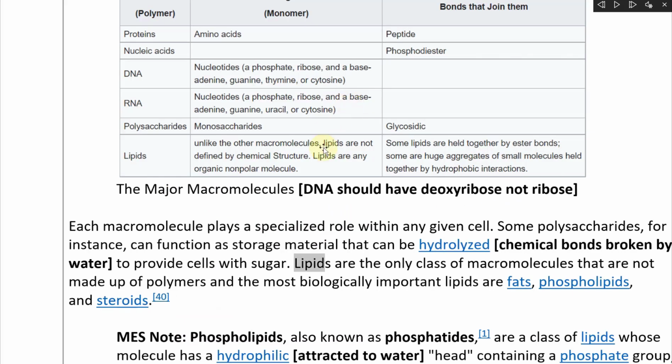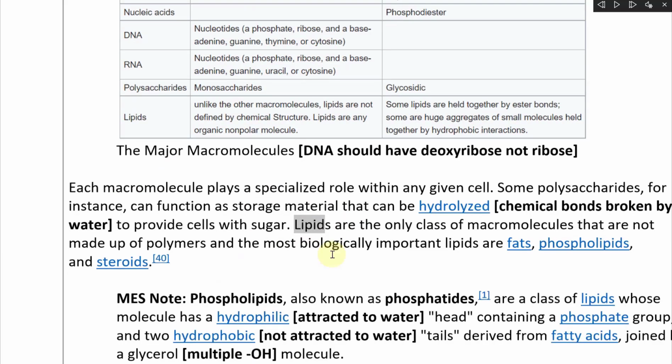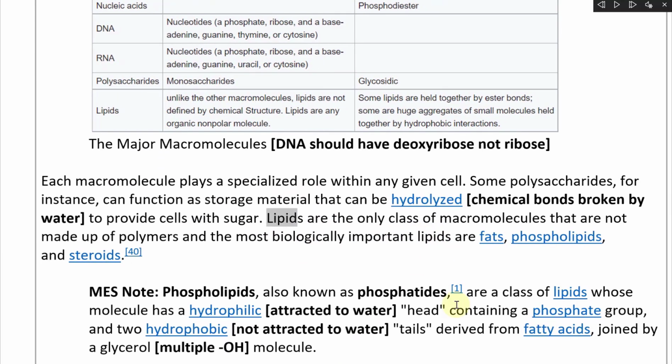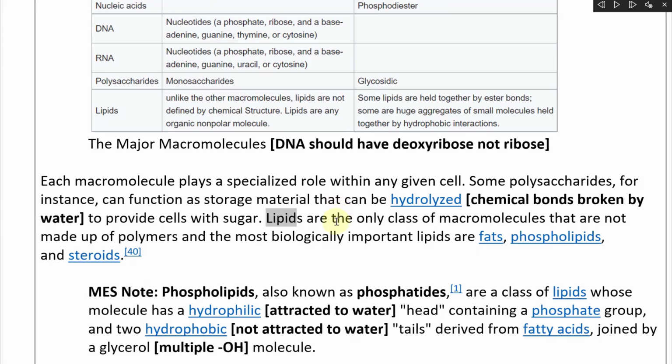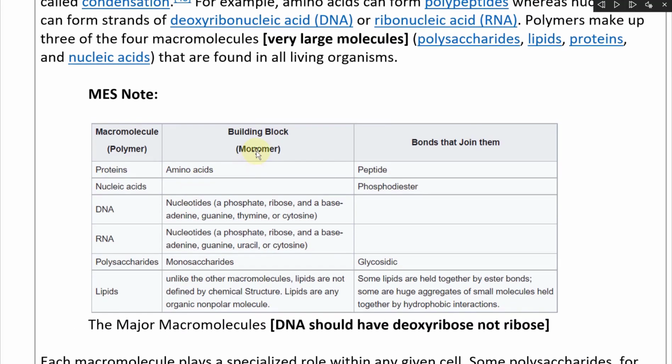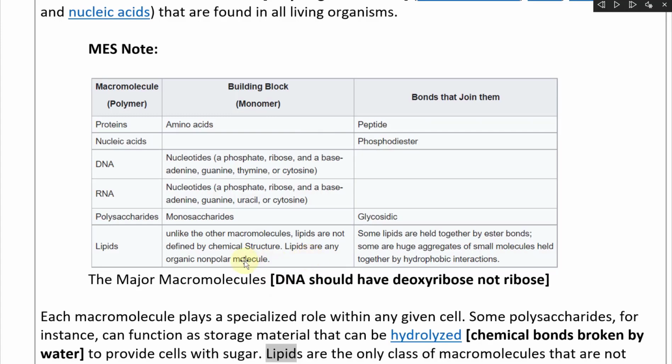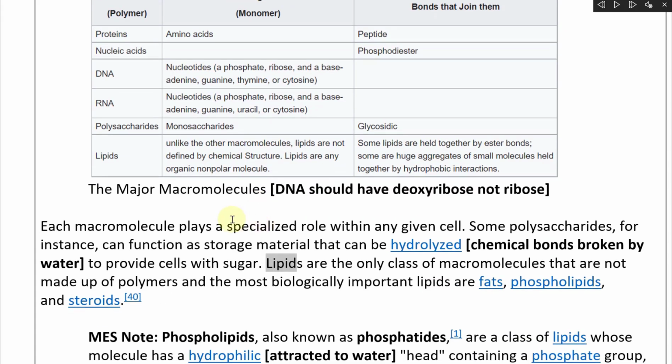Yeah, it's very fascinating. And teleported further here, remember, lipids are the only class of macromolecules that are not made up of polymers, and the most biologically important lipids are fats, phospholipids, and steroids. So yeah, basically here's the fats building block. Unlike other macromolecules, lipids are not defined by chemical structures. Lipids are basically any organic nonpolar molecule. So yes, nonpolar is the key, and it's not soluble in polar solvents like water.